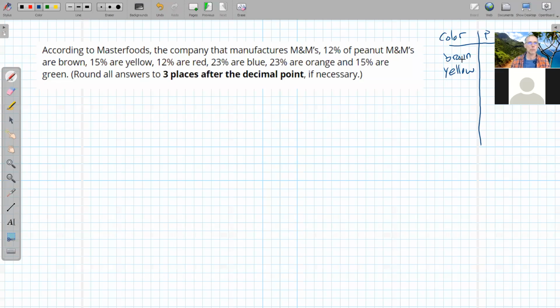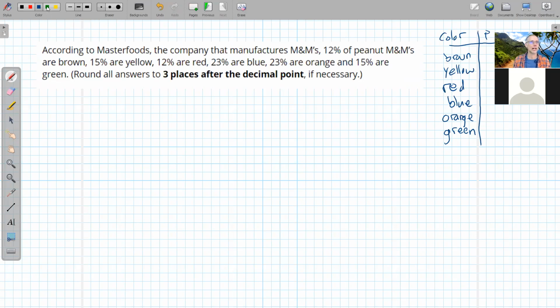So M&M's: brown, yellow, red, blue, orange, and green. And I remember when I was a kid, the red M&Ms disappeared for a while because it turned out the dye they were using at the time was slightly radioactive.